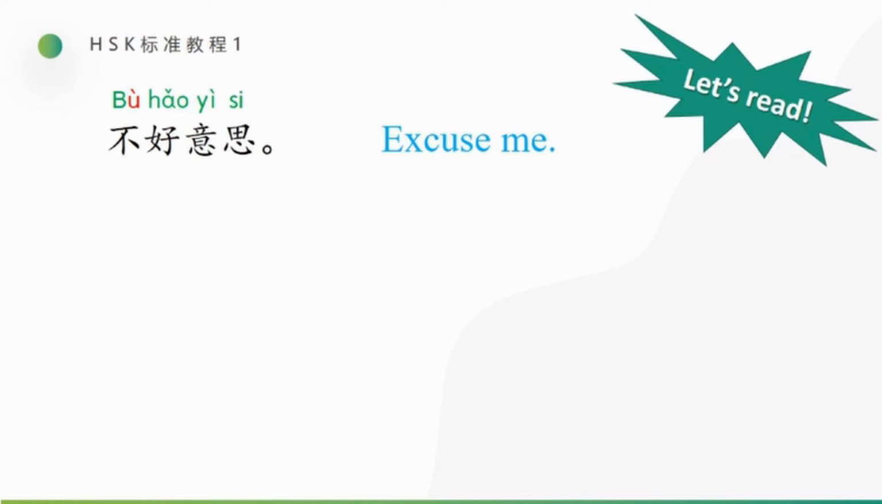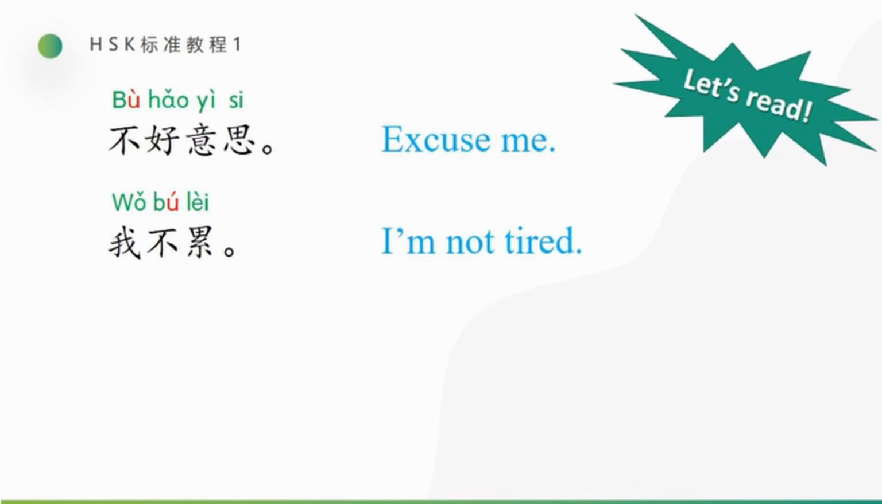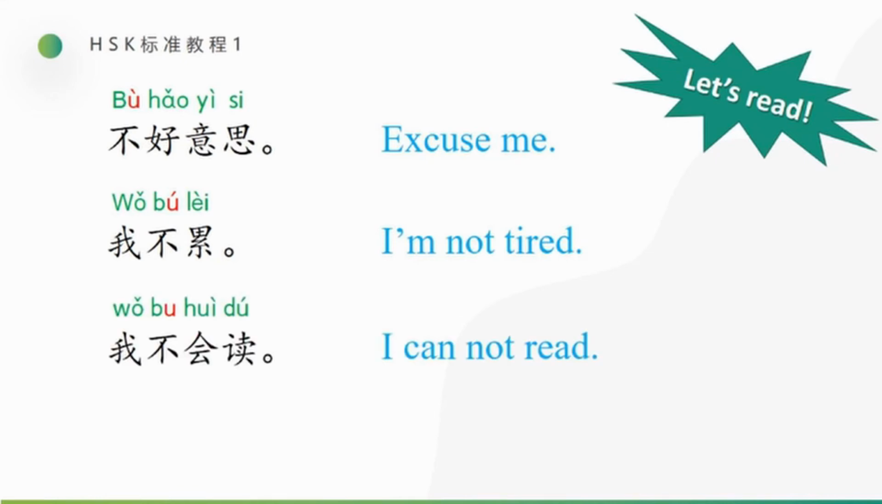Okay, this one. 我累, 累 is fourth tone. So, yeah, very good. 我不累, it means I'm not tired. Okay, this one. Yes, 会 is fourth tone. So here we should read the second tone. 我不会读, I cannot read. 我不会读, I cannot read.